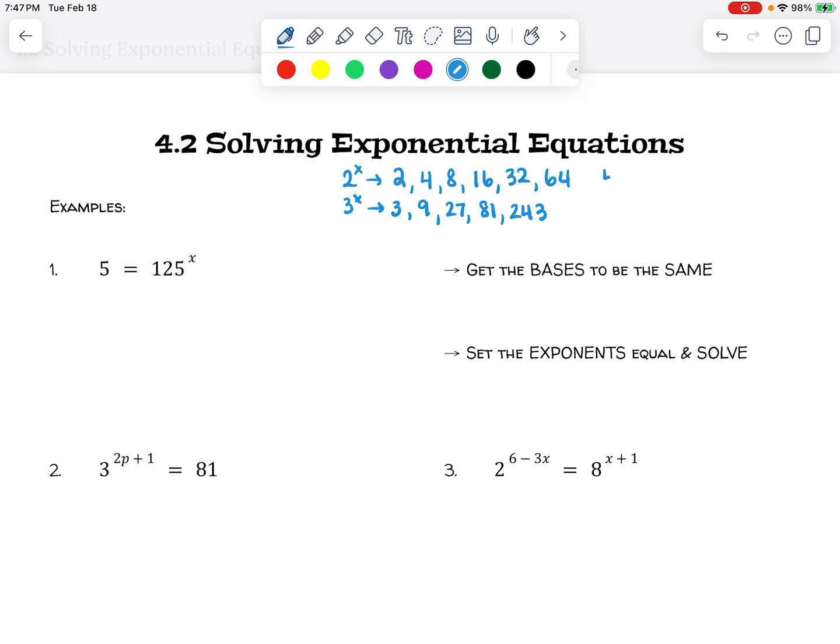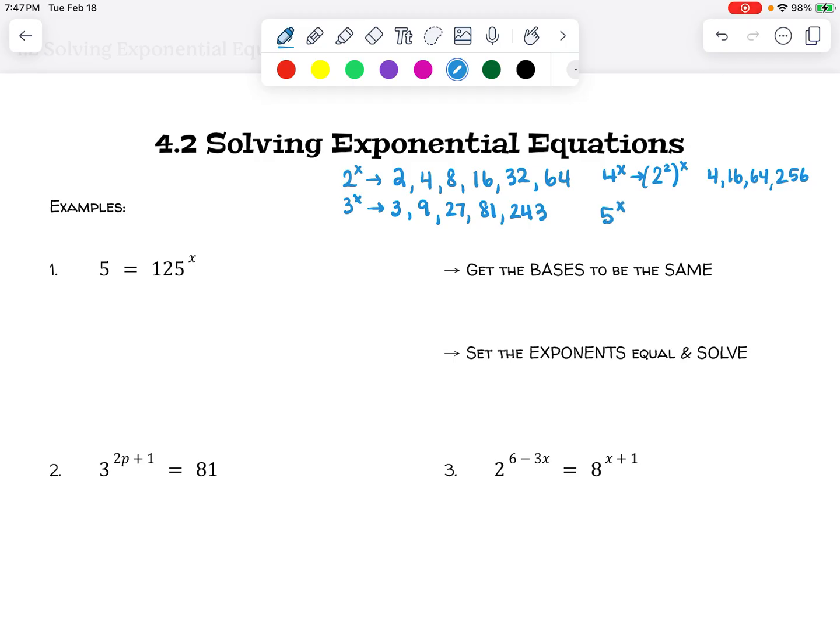Okay, if we have 4 to the x, then it's helpful to know that 4 is really 2 squared, right? And then to the x, just keep that in mind. So if we have to use 4s, I mean, I guess, but I always try to go to 2s if possible. But 4 to the first is 4, 4 to the second is 16, 4 to the third is 64, and 4 to the fourth is 256.